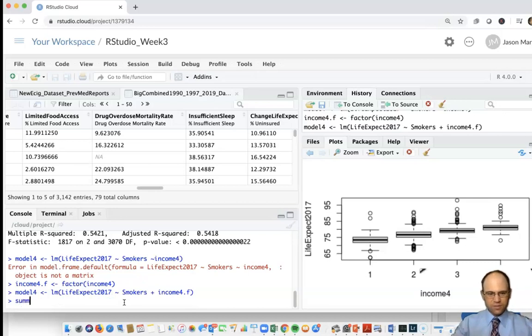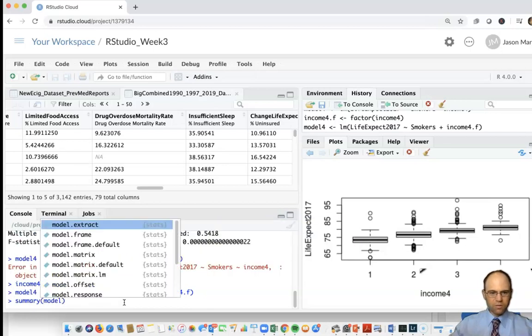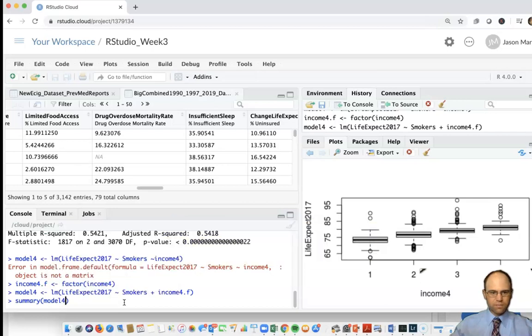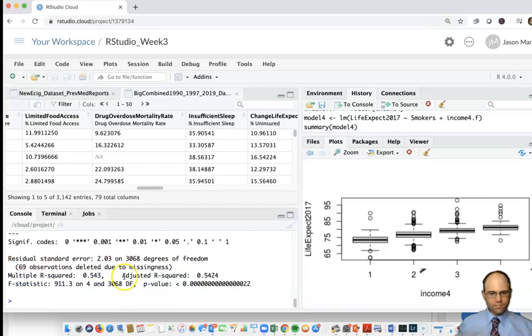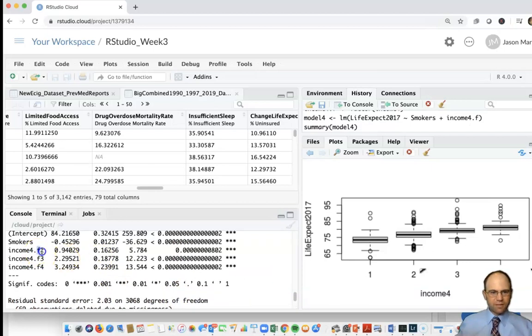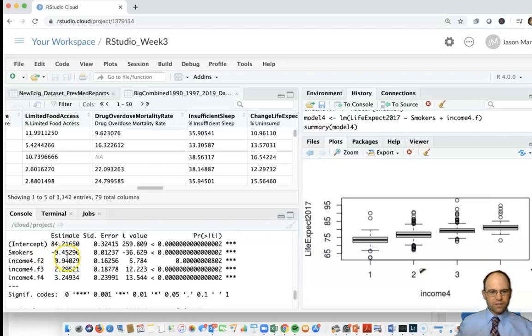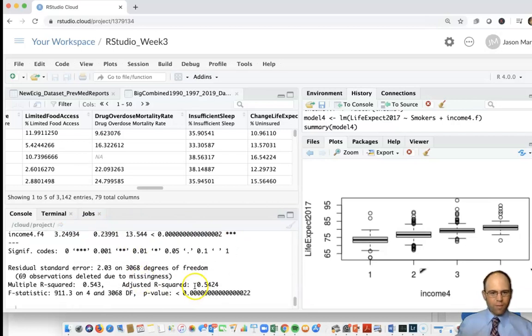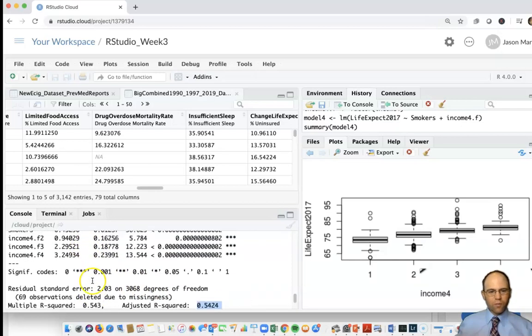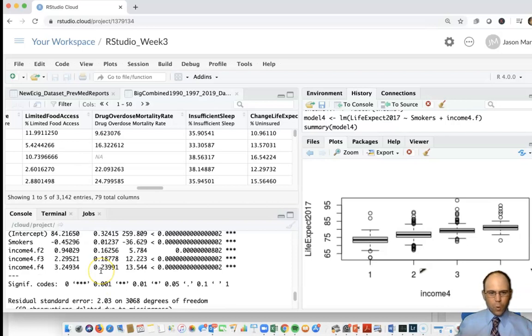I hit enter on there. So when I do summary on my new model four, what do we get? There you see it: factor level 2, factor level 3, factor level 4. These are all being compared against factor level 1. So this is a way of looking at it categorically speaking. Overall, our model has a 54% R square. Earlier, remember we looked at income as a continuous variable, and it was not necessarily easy to read. It had 0.0006 or something. Here as a factor level variable, you may have straightened out some of it too.